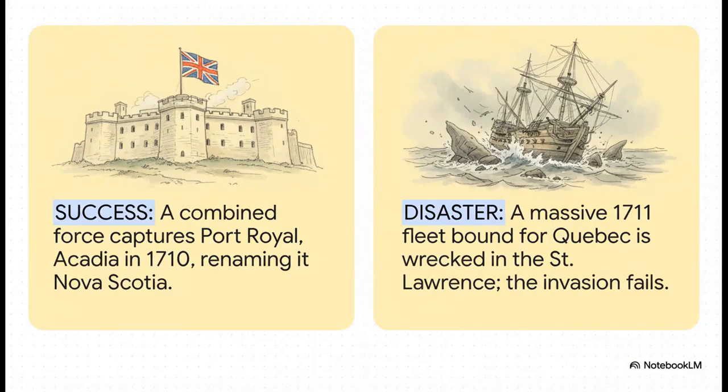Okay, check this out. In 1710, a combined force of British soldiers and colonial militia attacks Port Royal. And this time, they succeed. The fortress surrenders, Britain gets control of Acadia, and they rename it Nova Scotia. Feeling pretty good about themselves, they plan an even bigger attack for 1711, a massive naval assault on Quebec itself. We're talking a fleet of over 70 ships and 10,000 men.